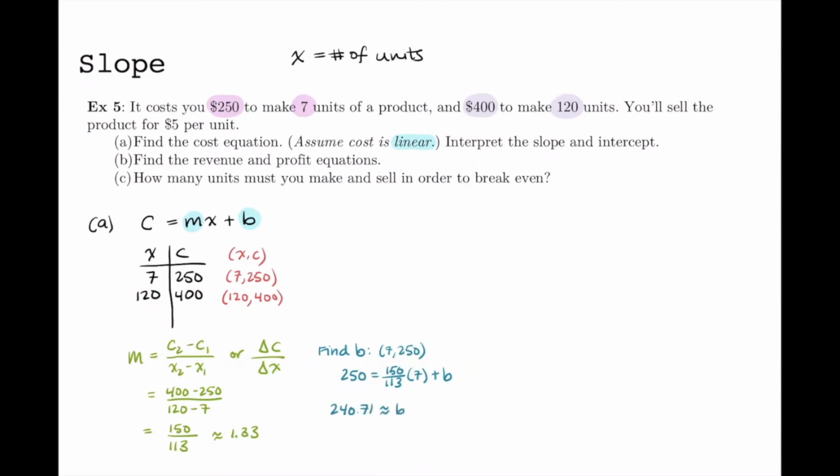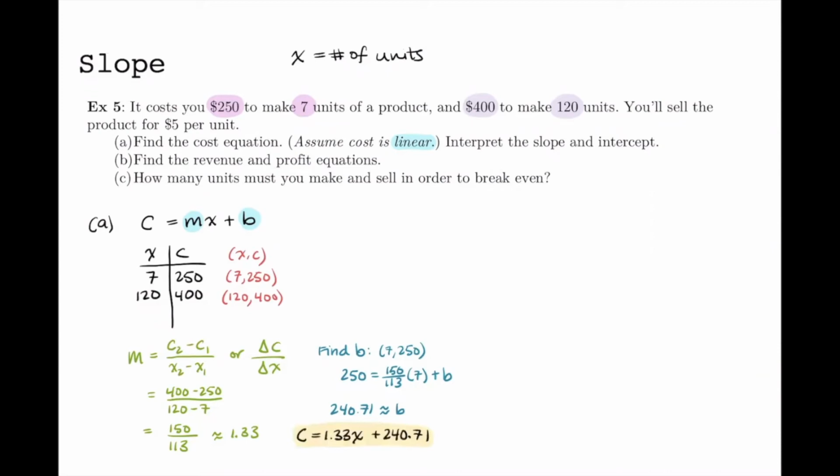Remember, this is dollars, so again, we can round that to two decimal places. And remember, we're looking for the cost equation, or the cost formula. So we're going to put these together into our C equals mx plus b. So our m value was about 1.33. That gets multiplied by x, and the value of b was 240.71. So here is our cost formula.